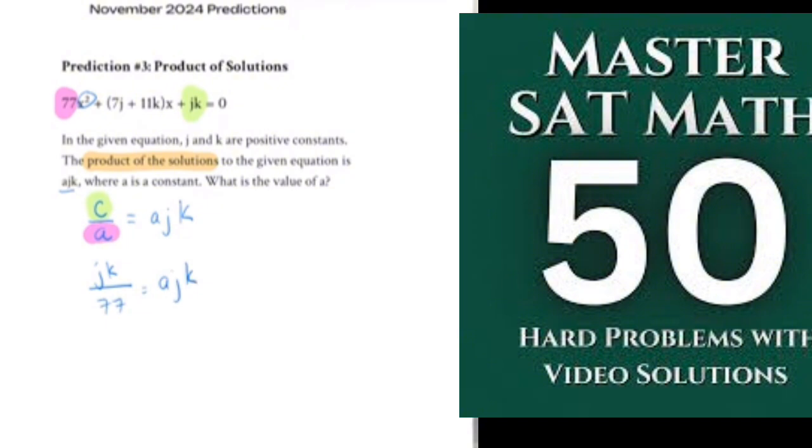Now this is just simple algebra. So what I can do, if I want to shortcut it, is divide by JK on both sides. So when I do that, I'm left with A equals 1/77. Now that's a shortcut. Sorry, I'm being a little sneaky, but you could multiply by 77 on both sides and then divide by JK and then solve for A. Either way, you're going to get 1 over 77.